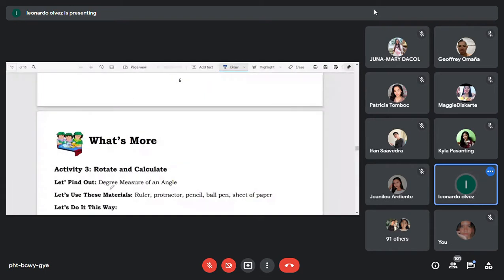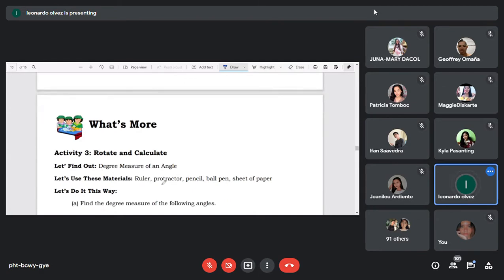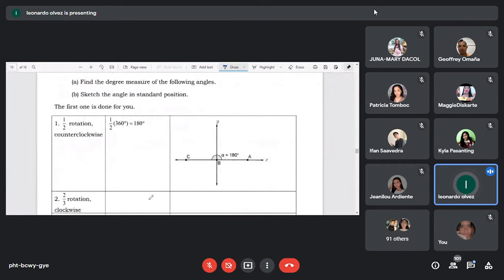Activity number three, rotate and calculate. Degree measure of an angle. Let's try to answer this one. You have one half rotation counterclockwise. Counterclockwise is a positive angle. Therefore, that is positive 360 degrees times one half, which is equal to 180 degrees. So one half rotation of the unit circle is equal to 180 degrees.